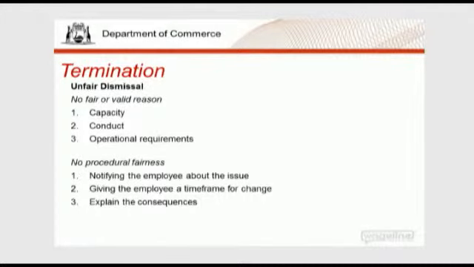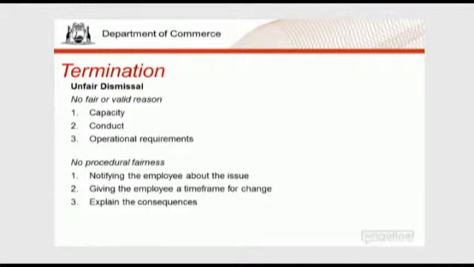What's more common at least is someone is going to make a claim for unfair dismissal. Now this relates to two areas. It has to relate to a fair and valid reason for someone's termination, and it relates to the procedure that an employer follows in terms of terminating that employee. So for it to be a fair and valid reason, it has to relate to one of three areas: someone's capacity, someone's conduct, and the operational requirements of the business.